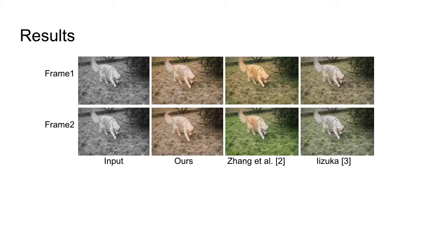This figure shows the comparisons between our method and the single image method. These two rows are the input and the results for two consecutive frames. We could see that the colorization of our method is much more stable than single image method. Single image colorization methods get inconsistent colorization results because they are trained without considering the temporal coherence.